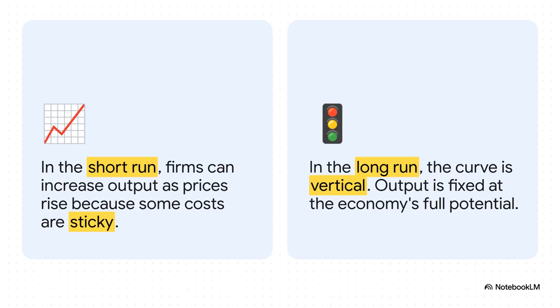In the long run, the supply curve is a perfectly vertical line. Why? Because it represents the economy's absolute potential, its maximum sustainable speed limit. That speed limit is set by real things, like our technology, our resources, and our labor force. And you can't just magically create more of those overnight.